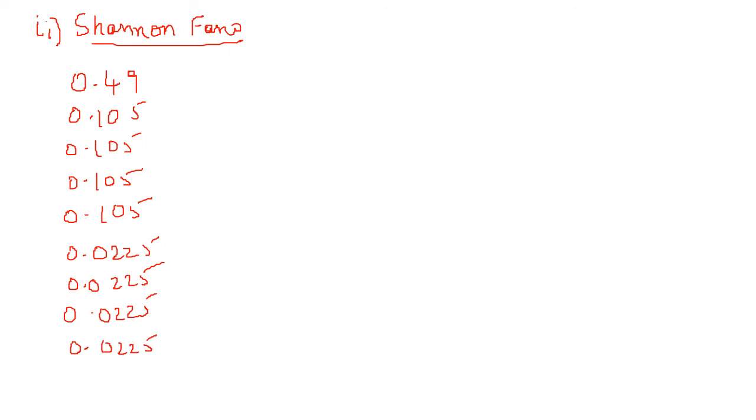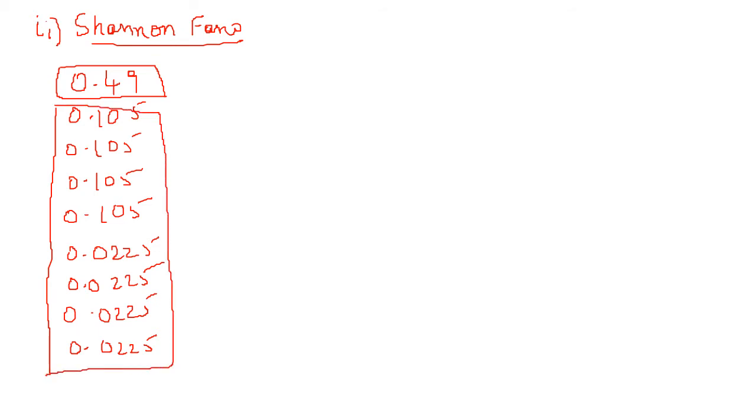So first step is telling that you have to group the probabilities such that it is equally divided into 0.5 and 0.5. So equally divided or approximate value is 0.49 as one group, and the remaining probabilities will be grouped into the second group in your Shannon-Fano algorithm. Now the first group is assigned as 1, and the second group probabilities will be assigned as zeros. So this is the first step.